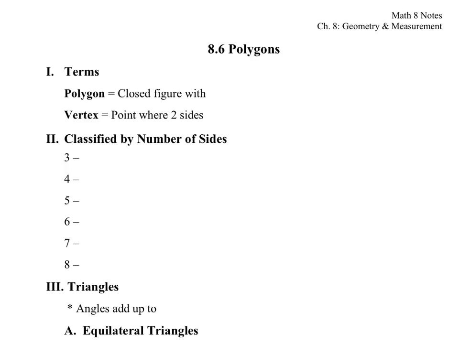Section 8.6 is polygons. And first, what in the world is a polygon? Well, it's a closed figure with a certain number of sides. So we're talking about things like squares and pentagons, 5 sides, and triangles.